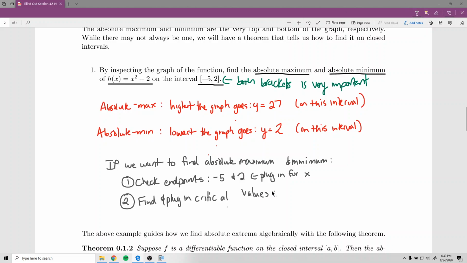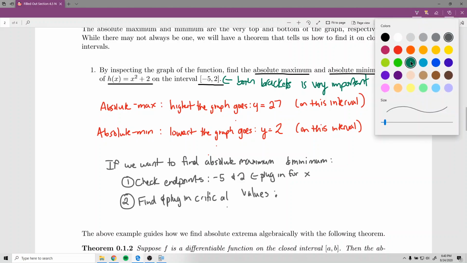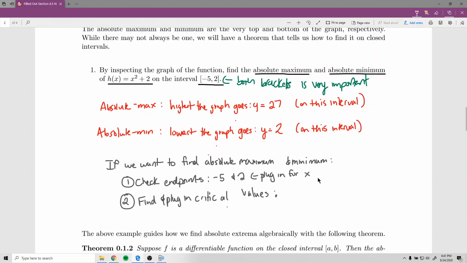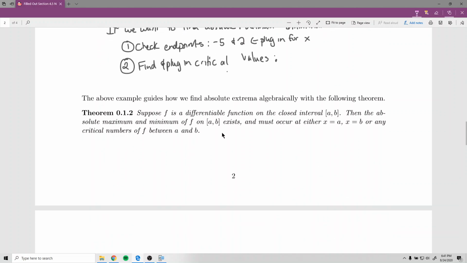Right, but really what's going to boil down, at least in the first part of the section, when you're given a closed interval, you plug these in, you find your critical values of your function and you plug that in. The largest number you get out is your absolute maximum. The smallest number is your absolute minimum. Right, and that's pretty much what this theorem says. It can be a little more confusing in words. That's why I wanted to do that example out. But it says, suppose f is a differentiable function on the closed interval a comma b, right? Both brackets, both included, a and b are just numbers.